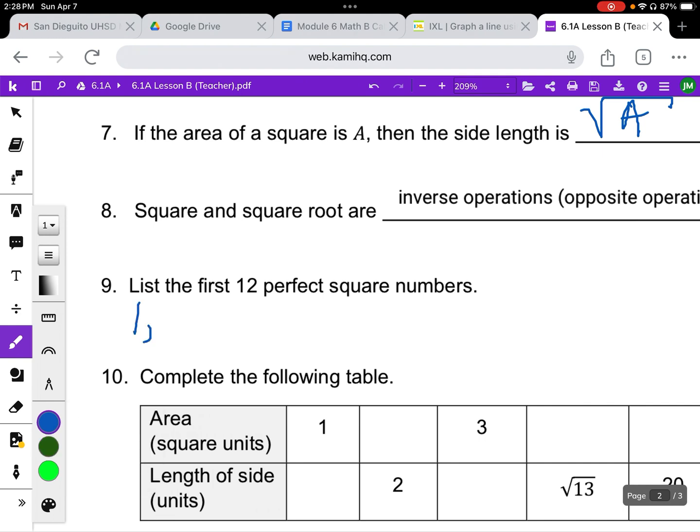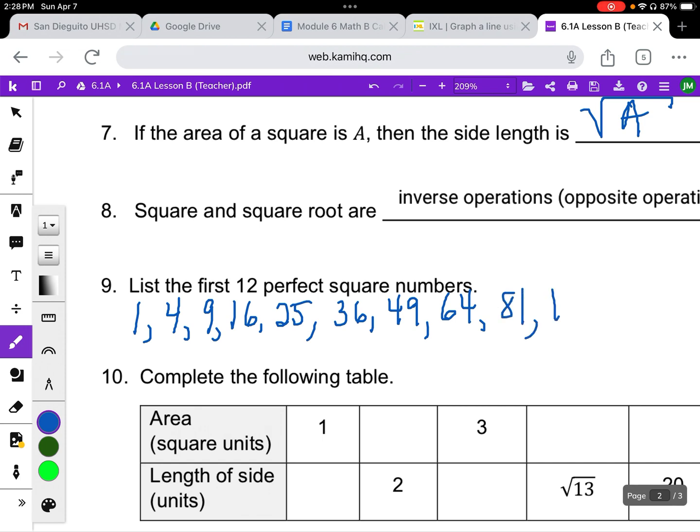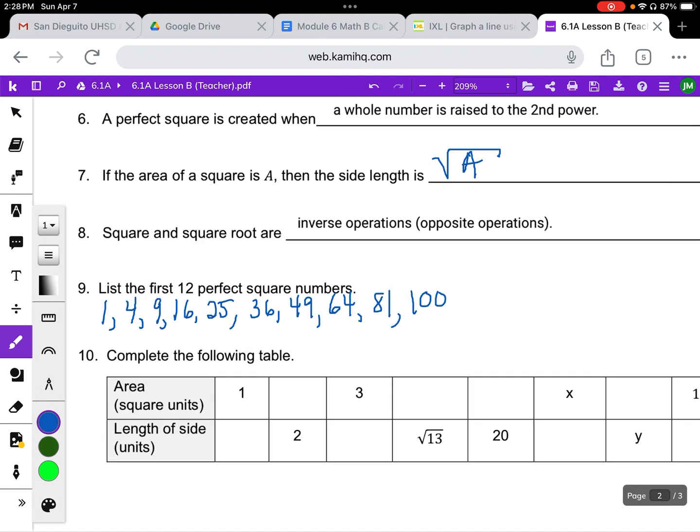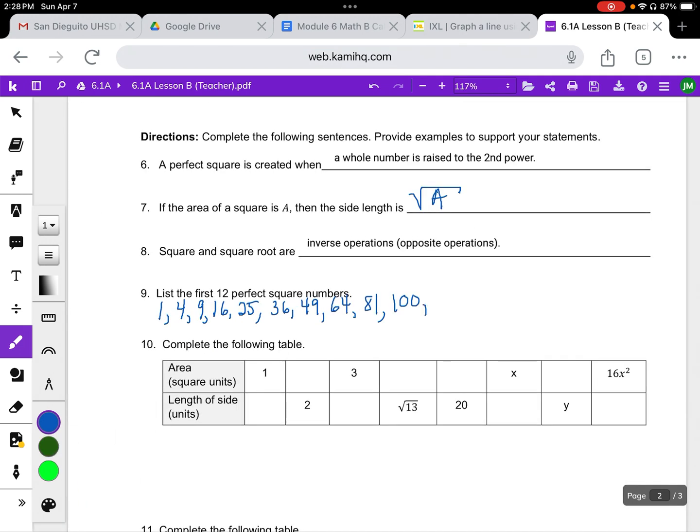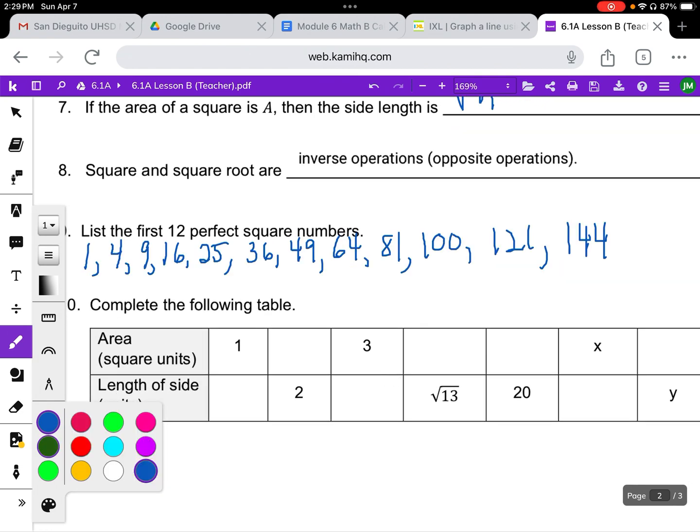1 times 1 is 1, and 2 times 2 is 4. 3 times 3 is 9. We got 16, 25, 36, 49, 64. That was 8, 81. That was 9. 100. That was 10. 121 and 144. Those are our perfect squares.